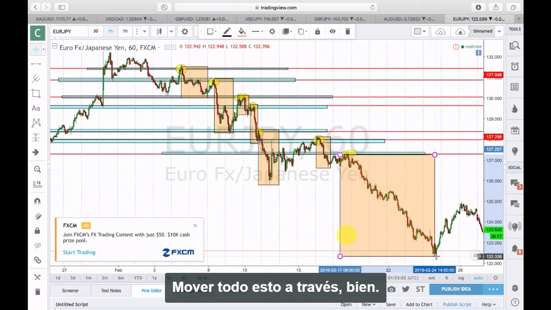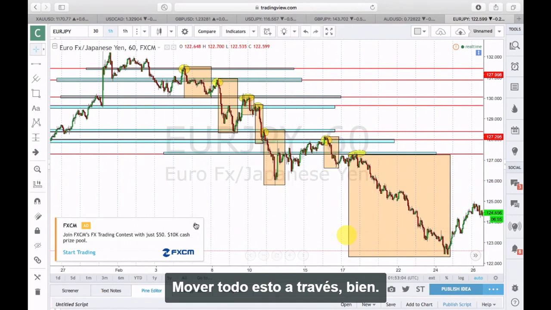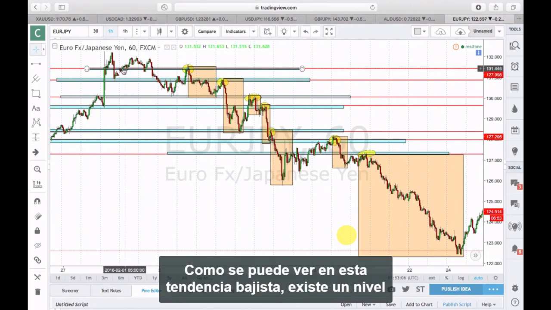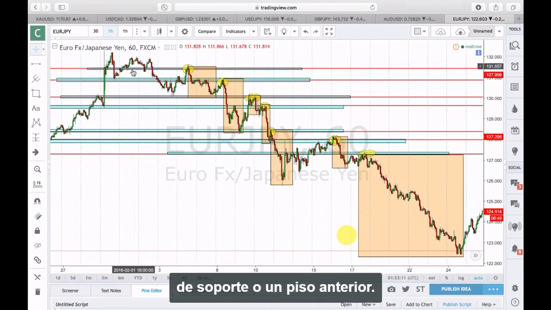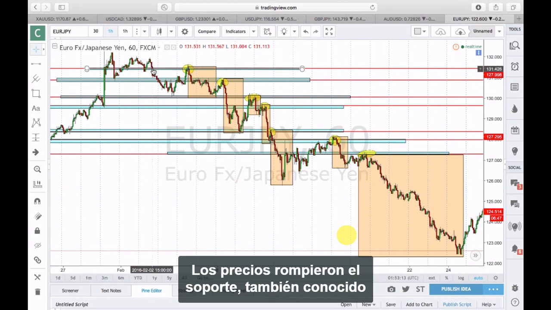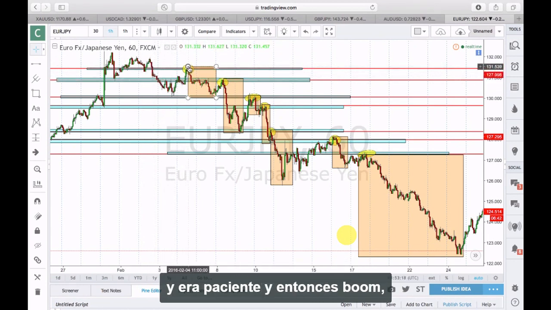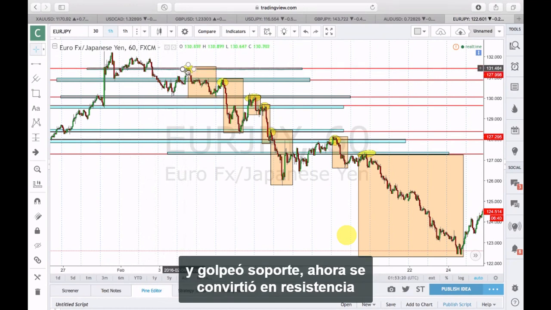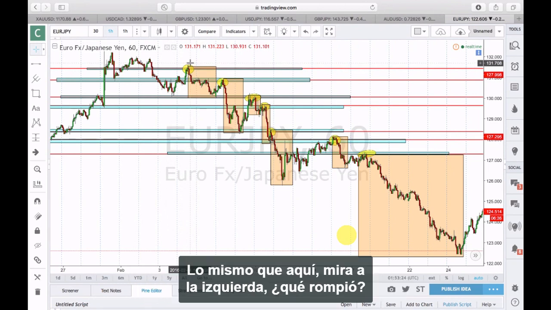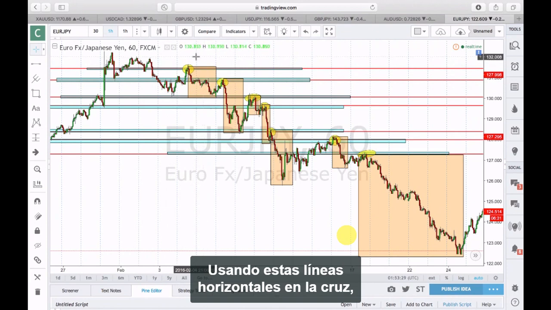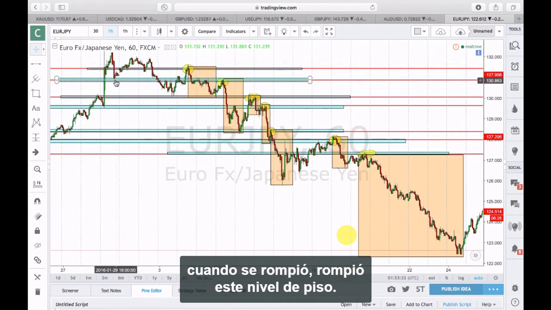Even just going all the way down here, all right? Move this all the way across. All right, so look at this, pullbacks. As you can see, for this downtrend, there is a level of support or a previous floor. Price broke support, aka the floor, and we waited and were patient, and then boom, it hit. Support now became resistance. The floor now became the ceiling, right? Same thing over here, look to the left. What did it break? What did it break? Using these horizontal lines in the crosshair, when it broke this level of a floor.